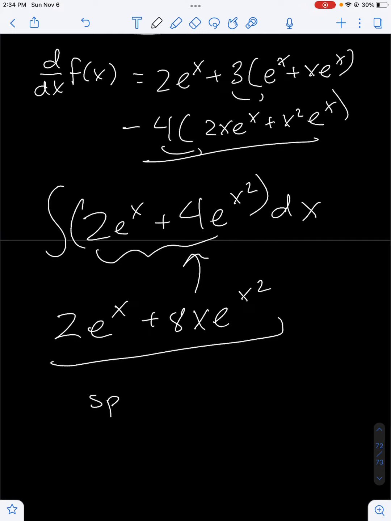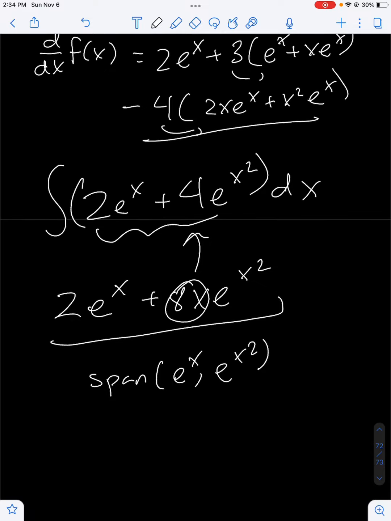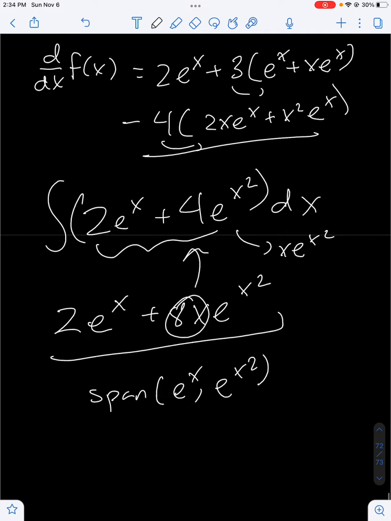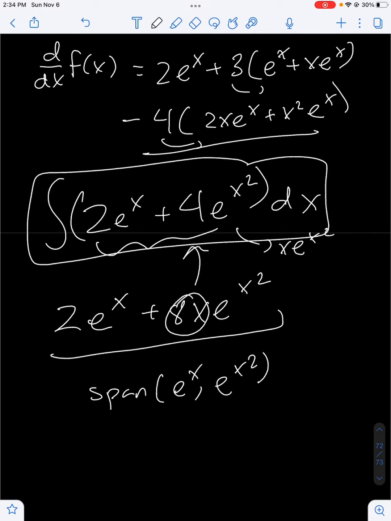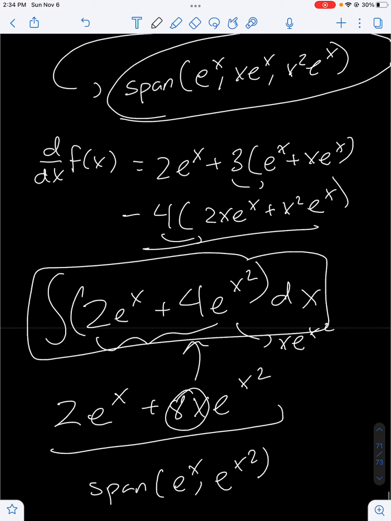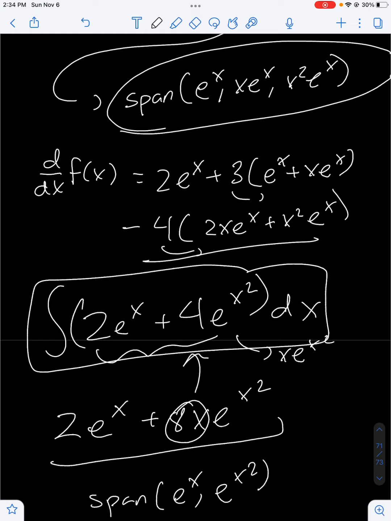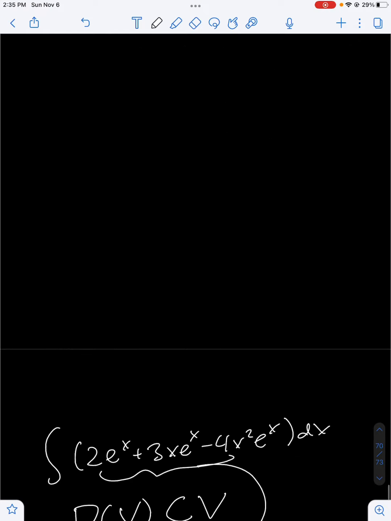It's not going to be in the span of e^x and e^(x^2), because we have an 8x here, and there is no xe^(x^2) term here. So we cannot use this method for this case. We can only use the method when the derivative of the term that we are integrating is in the vector space spanned by the basis vectors that we choose. That's just an important aside there.